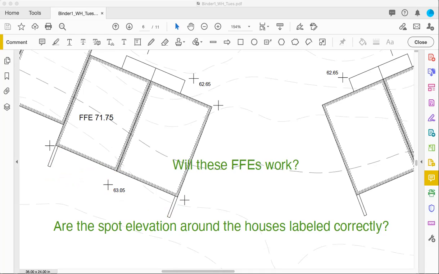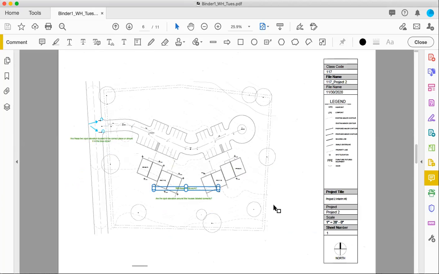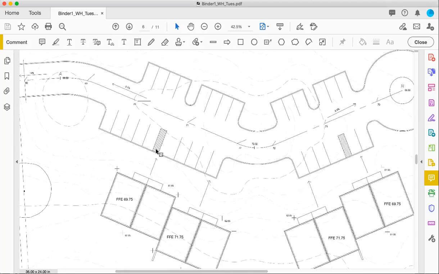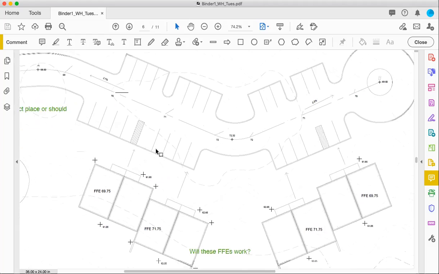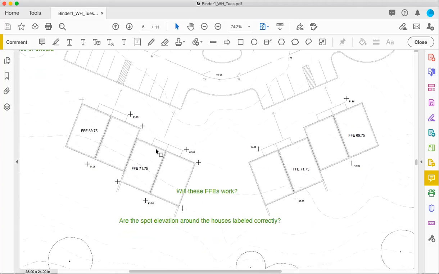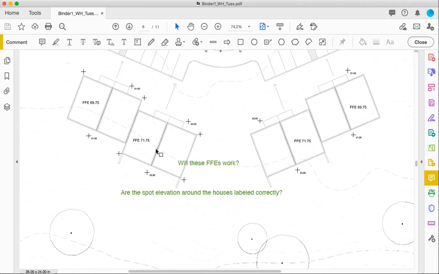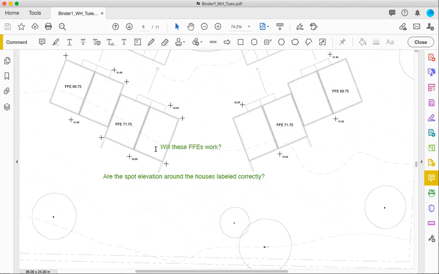Okay, let me try to zoom back out. I wanted to take a quick look at the points. We do need to spend a lot of time this week on this one because your FFE still needs to be revised.